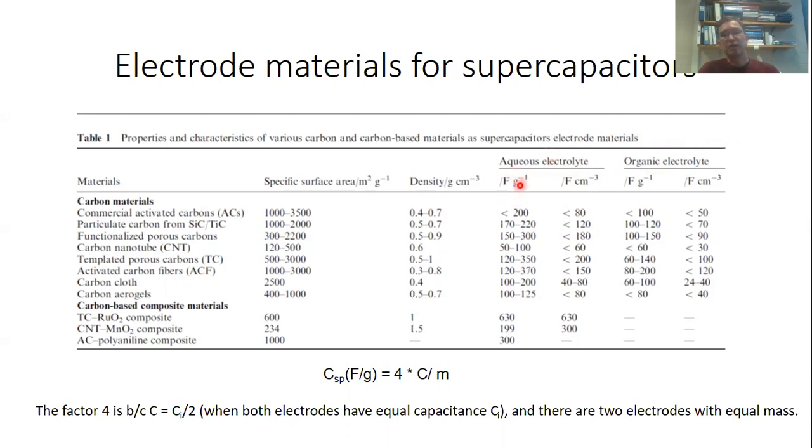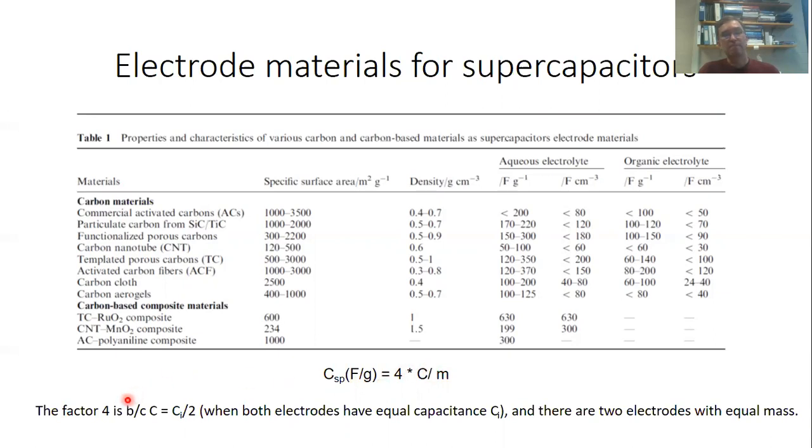So that specific capacitance in farads per gram is related to the actual capacitance of the entire device through this formula here. So the specific capacitance is 4 times the capacitance of the entire capacitor over the mass of the two electrodes.